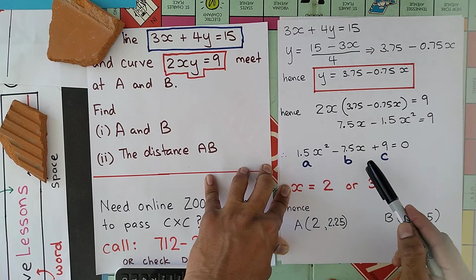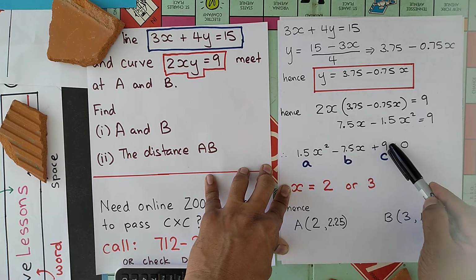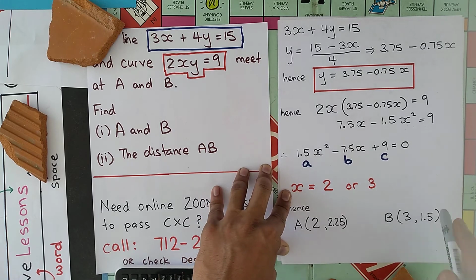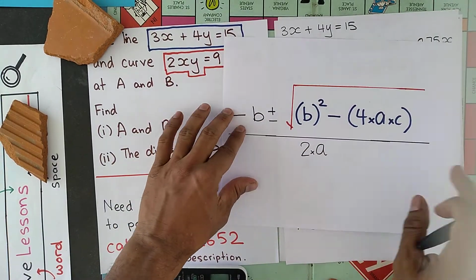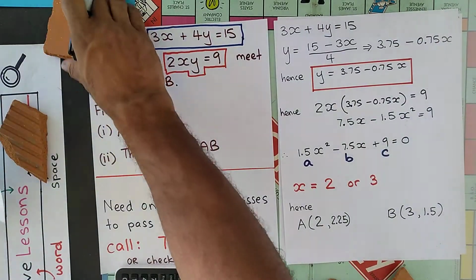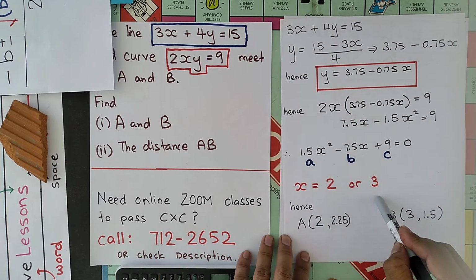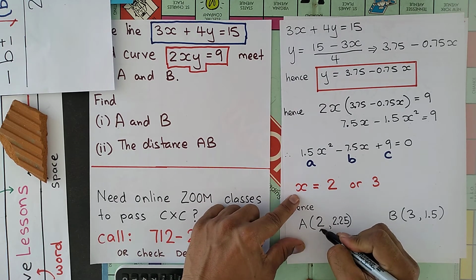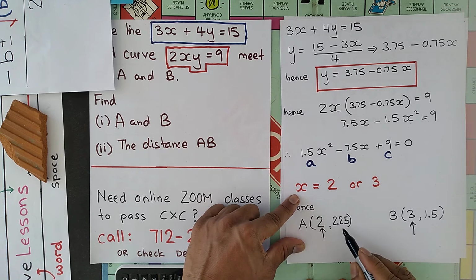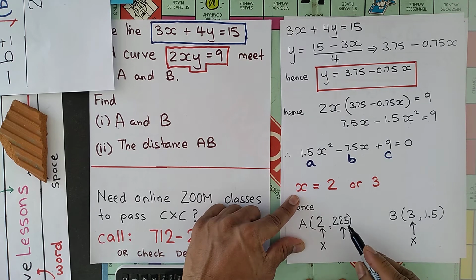A is 1.5, B is the number touching x, B is minus 7.5, and C is positive 9. So when we solve this quadratic using the quadratic formula, we're going to get two answers for x. The two answers are 2 and 3. So for points A and B, we know that the x coordinates are 2 and 3. We just need to find the y coordinates now.